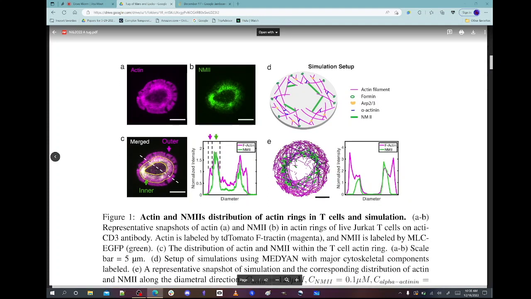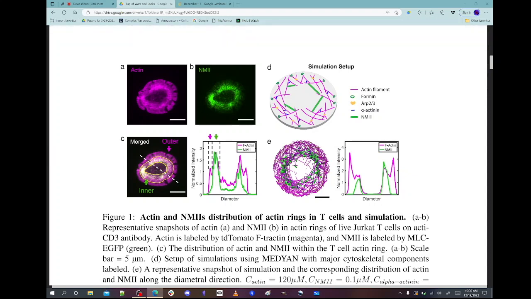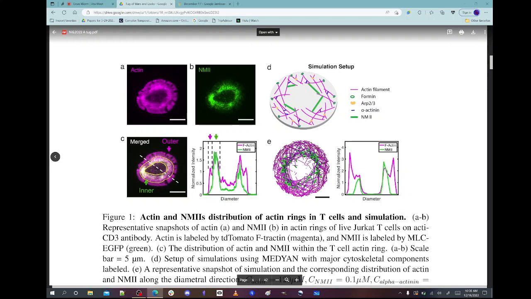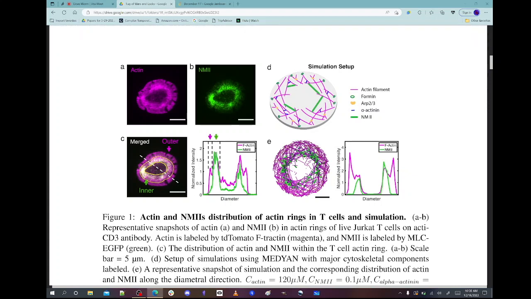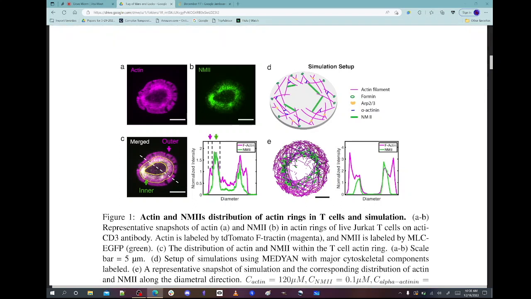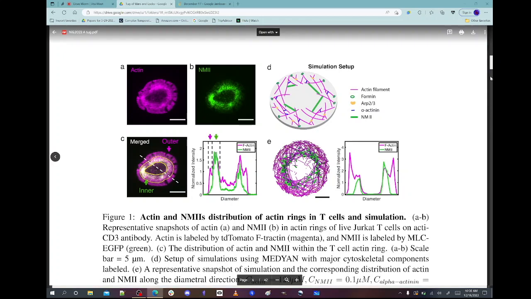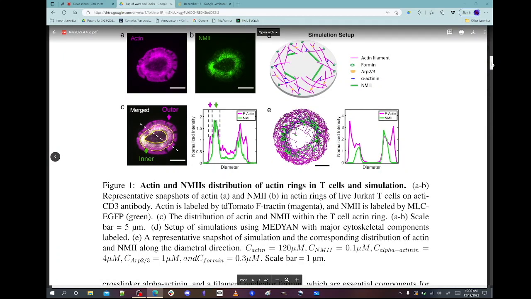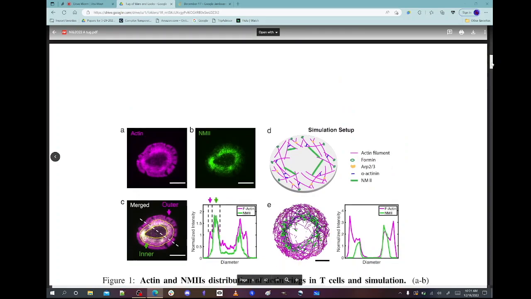This is your microscopy image here. You have the outer shell, the inner ring, and then the merged image. So you're actually stained for these different things, and you see their distribution in the cell. Then you look at the normalized intensity of the signal versus the diameter of the cells, and you get the position of these two rings. And then you can create an animation of the two rings overlapping, but also distinct, as an outer and an inner shell. And that's how they build their simulation from these distributions of actin and NM2.